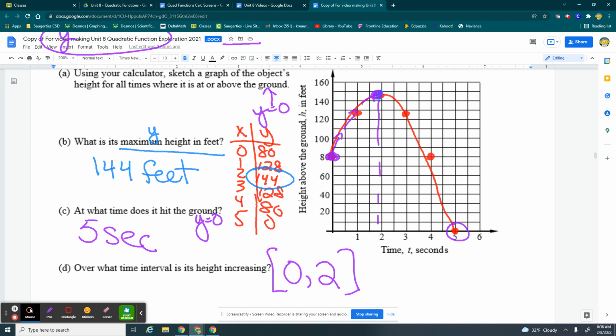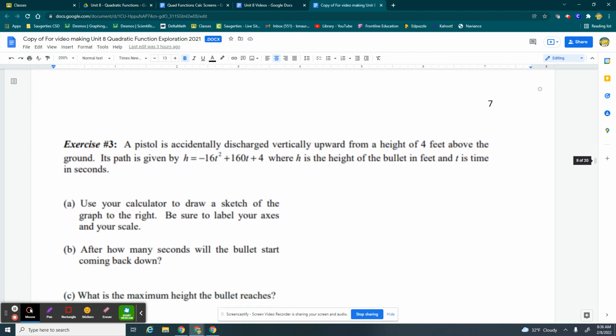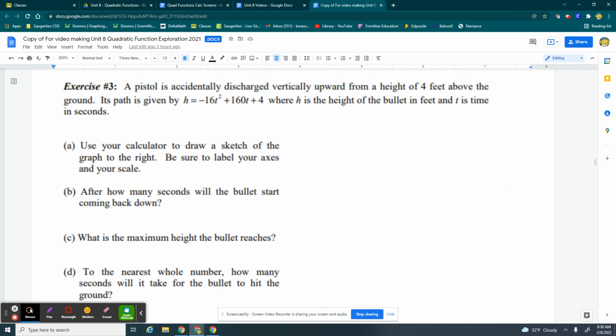Now let's go to page 3. Same idea, just a little bit different of a scenario. So a pistol is accidentally discharged vertically upward from a height of 4 feet above the ground. So somebody's holding it in their hand. Its path is given by this equation. H is the height and T is the time in seconds. We're not going to draw a sketch. We're just going to take a look at the table.